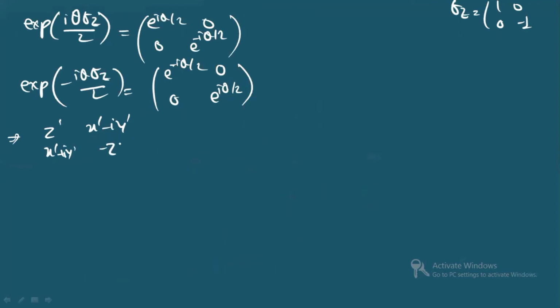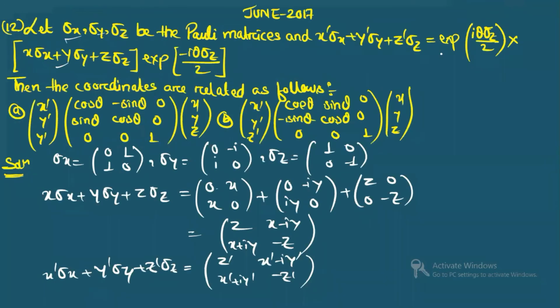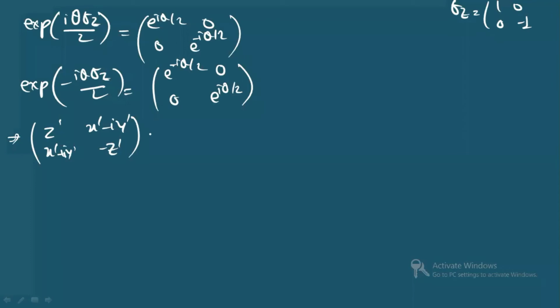And here it is, what? Minus z prime. Okay, so this is equal to what? Exponential of positive i theta sigma z. So it is equal to what? e to the power i theta by 2, 0, 0, e to the power minus i theta by 2.